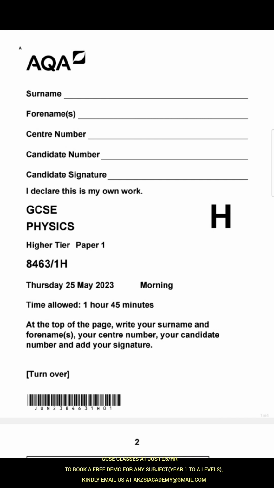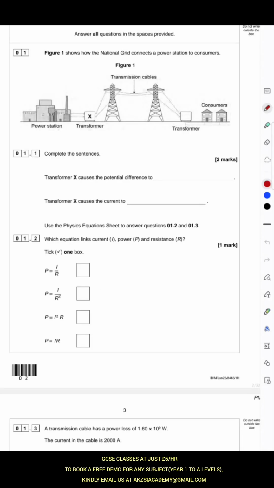It's actually the past paper of 25th May 2023, higher tier paper 1. Let me see question number 1. Question 1 shows how the national grid connects a power station to consumers. Complete the sentences. Transformer X causes the potential difference to.